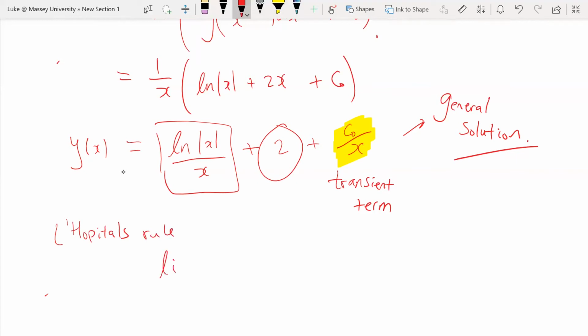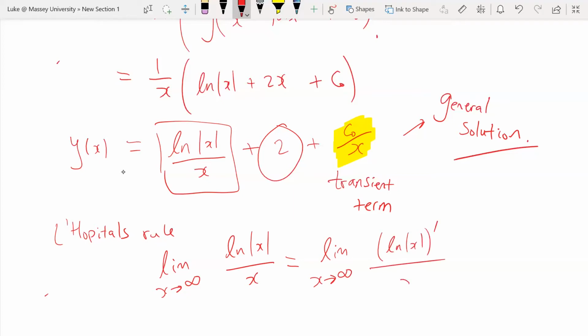Okay, so the limit as x goes to infinity of the log of x over x is equal to the limit as x goes to infinity of the derivative of log of x over the derivative of x. Okay, well, the derivative of log of x is 1 over x. So, well, I should write the limit in here too.